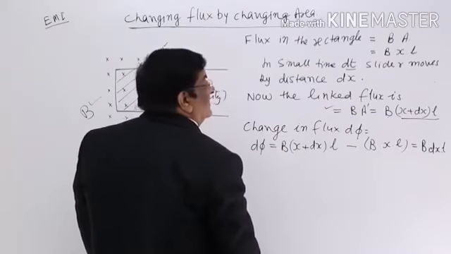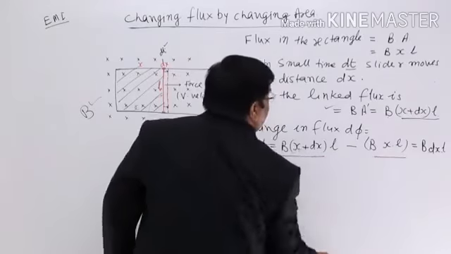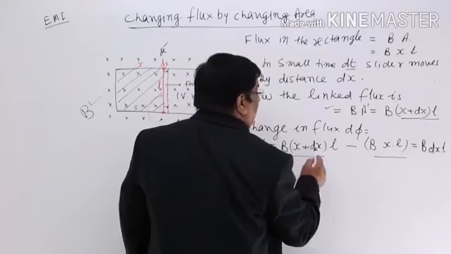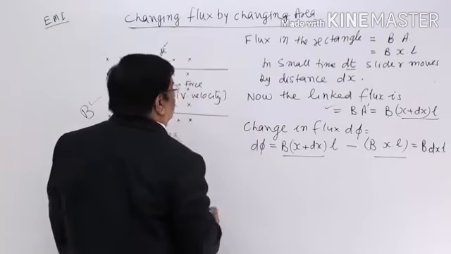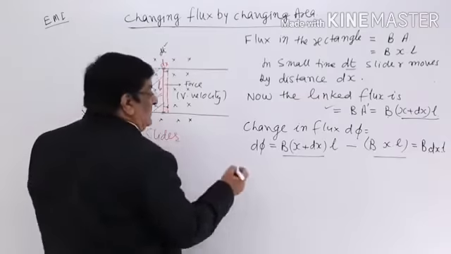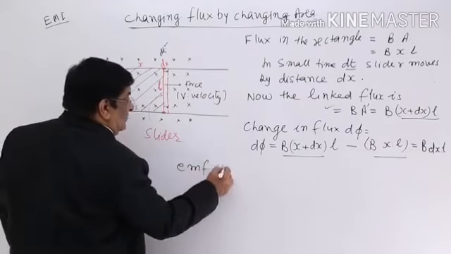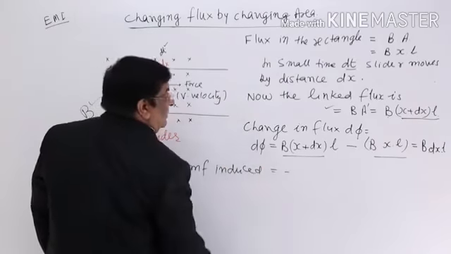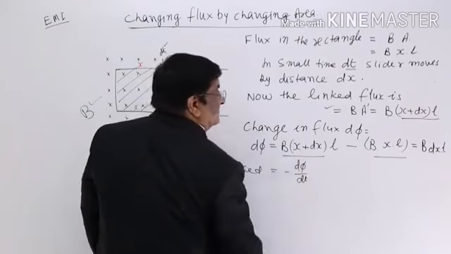What is the change in the flux? New flux minus old flux. When you do this subtraction, BxL is cancelled. What do we get? B dx into L. This is the change in flux. Due to the change in flux, EMF is induced. The induced EMF is equal to minus dφ by dt.